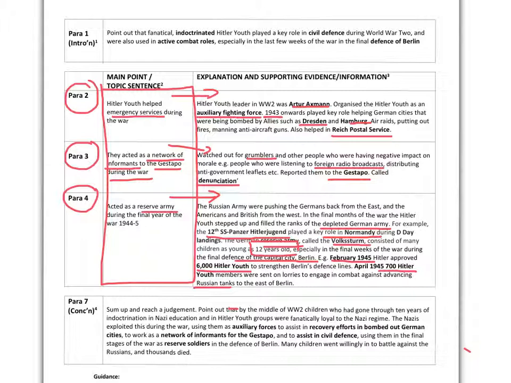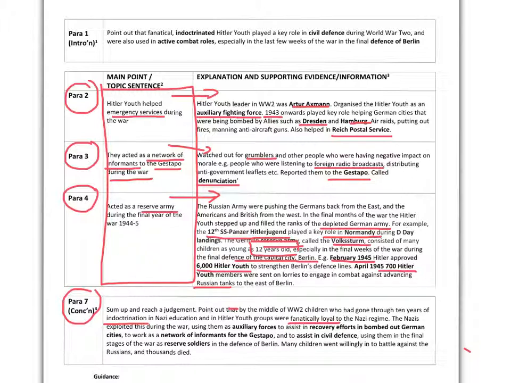Your concluding paragraph then, sum up and reach a judgment, so you can look at the points there. Point out that by the middle of World War II, children, they've gone through 10 years of being indoctrinated. Try to use that word in your answer. It's better than saying brainwashed. They've gone through Nazi schools, they've gone through Hitler Youth groups, by the middle of the 1940s, that's 10 years of this, you've got German children who are fanatically loyal to the Nazi regime. And so, tragically, thousands and thousands of children died in the last few weeks of the war.